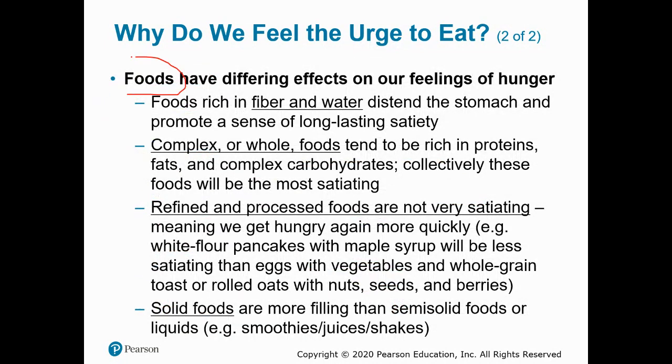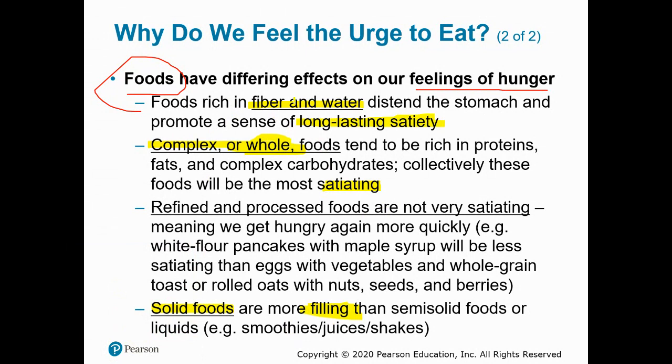And then food itself can have a strong influence on feelings of hunger and satiety. Really, this should almost say satiety, not hunger. So let me just switch to highlighter mode. Oops, that's a pen. So these components: foods that are rich in fiber and water, foods that are complex or whole, minimally processed, and solid foods. These are all going to promote a greater sense of satiety, which basically means filling, right?